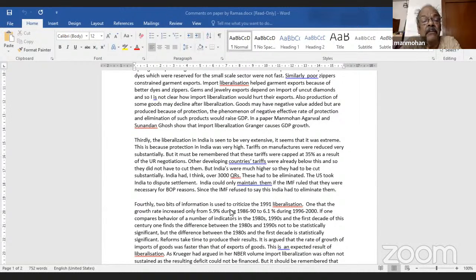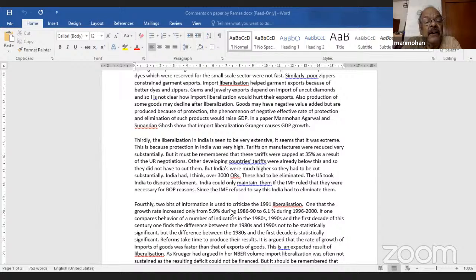In fact, in a paper which I had written with Ranjan Ghosh, we show that import liberalization in India Granger causes GDP growth. Our economy has been foreign exchange constrained, so it has been import constrained through much of its history, and this has prevented the growth accelerating. As Saikat mentioned, import liberalization in the 80s also helped improve the growth performance in the 80s.